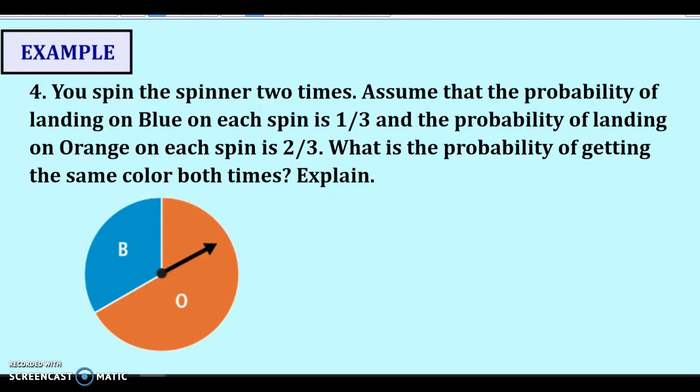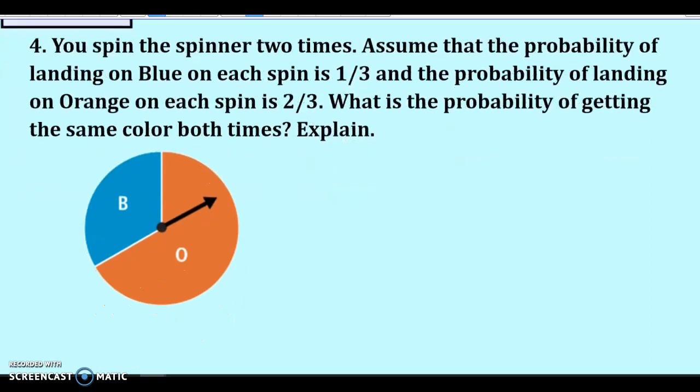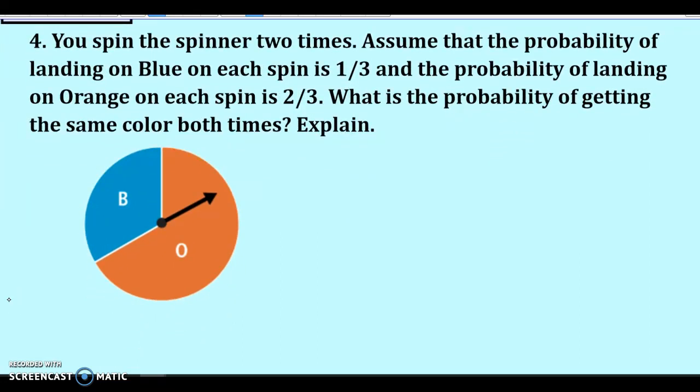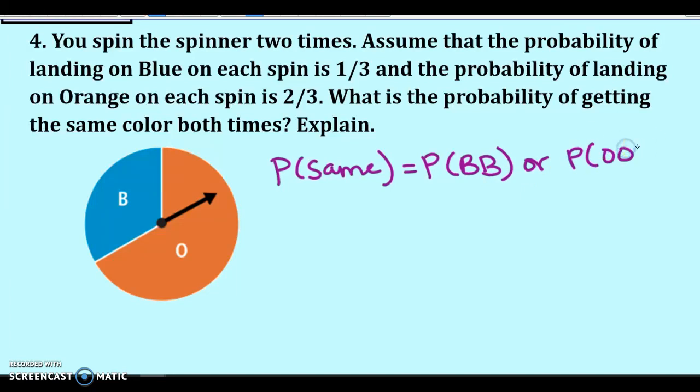We're just going to look at a couple more examples. So you spin a spinner 2 times. Assume that the probability of landing on blue on each spin is 1/3, and the probability of landing on orange on each spin is 2/3. What is the probability of getting the same color both times? Well, the probability of getting the same color, that would be the probability of getting blue then blue, or the probability of orange then orange.